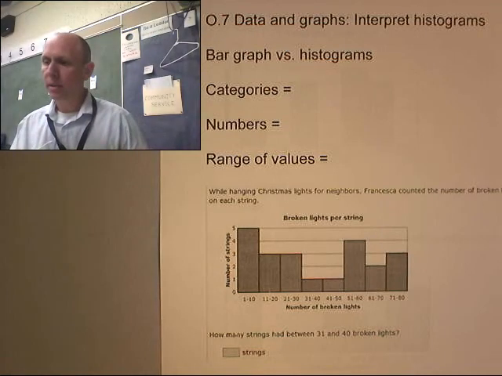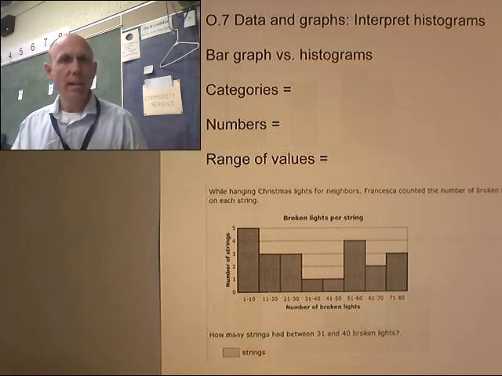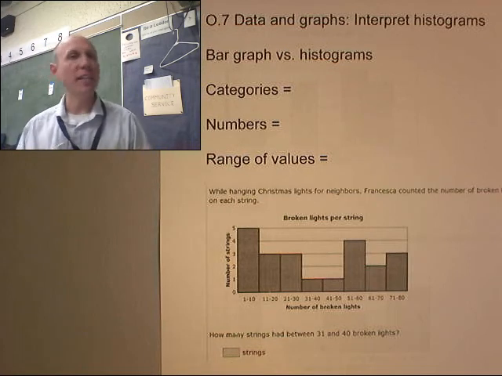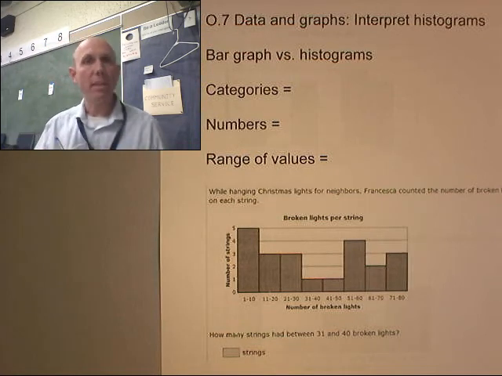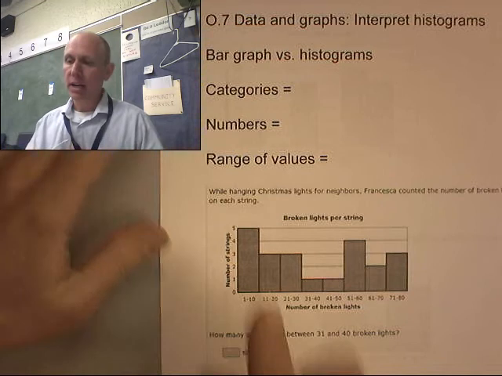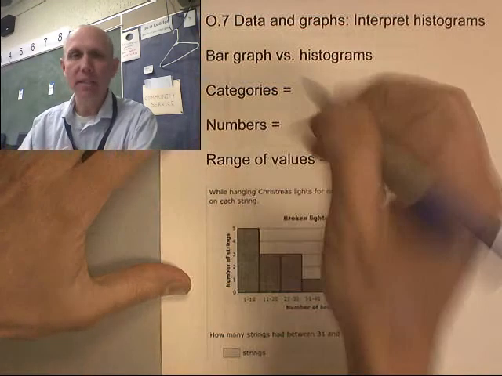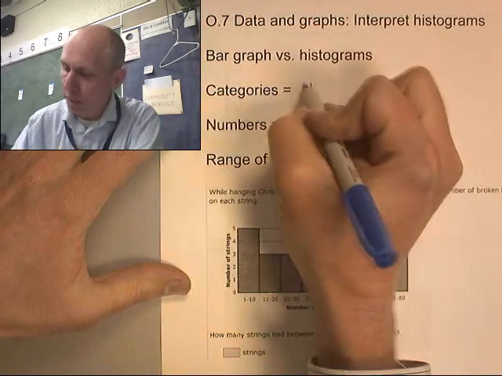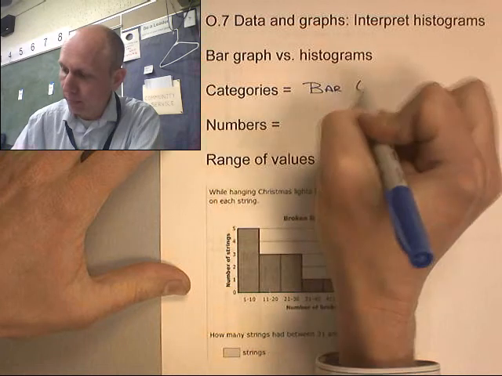All right, I'm going to talk about histograms. Histograms and bar graphs are going to look similar, but they have a couple of differences. A bar graph is based off of categories. Categories equals a bar graph.